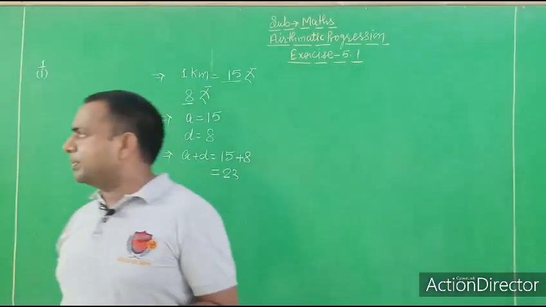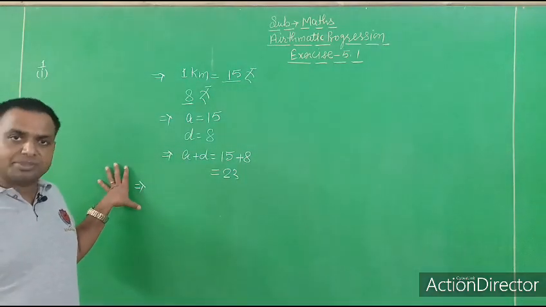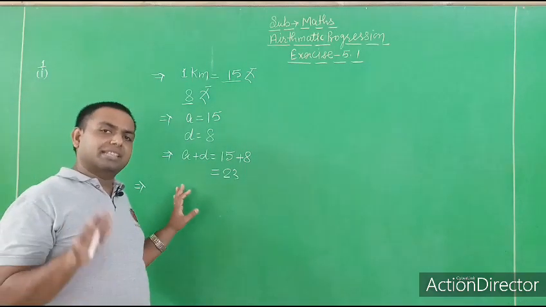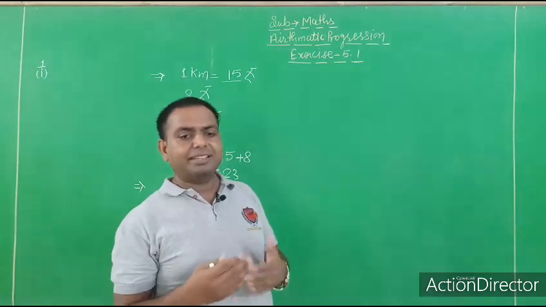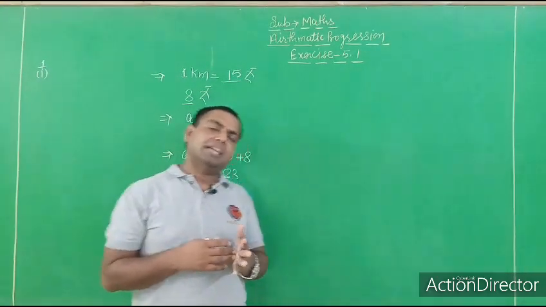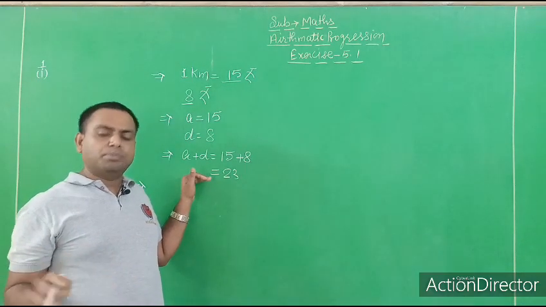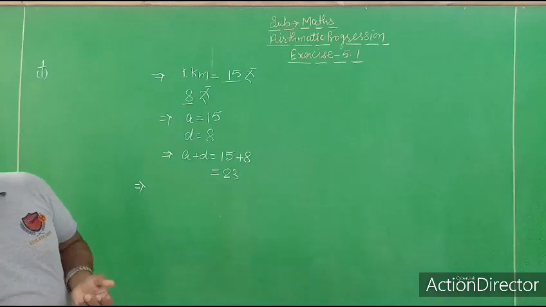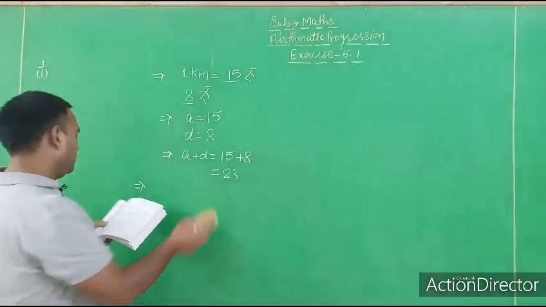I repeat once more: if the difference between two successive terms is equal, then you can say this progression is an arithmetic progression. If the difference is not equal, if there is a variable difference, then you can say this question is not related to an arithmetic progression. Second, question number two.